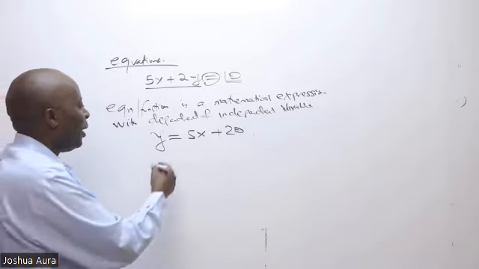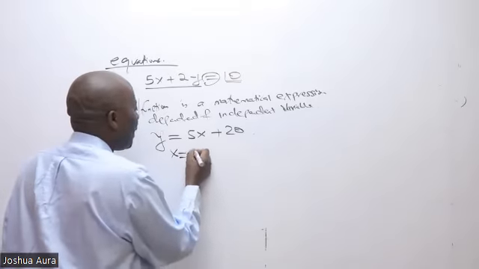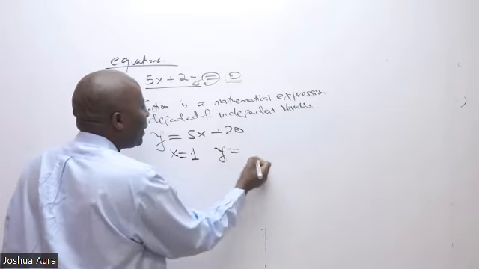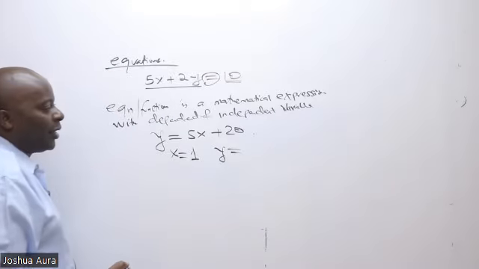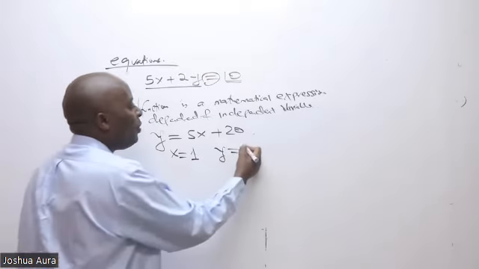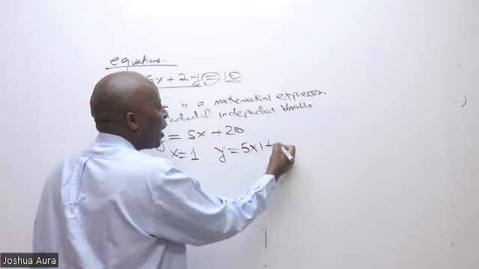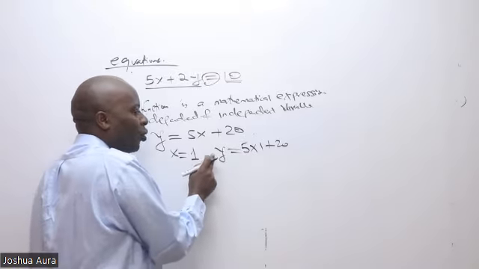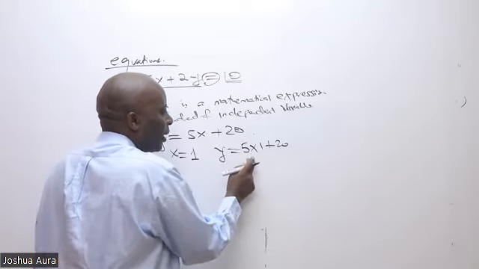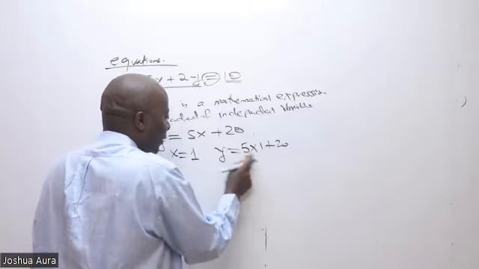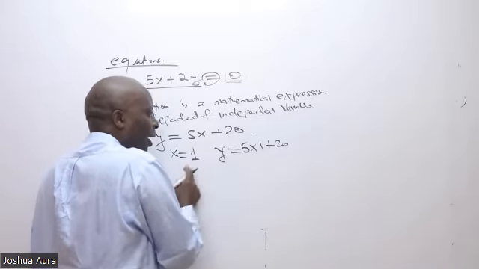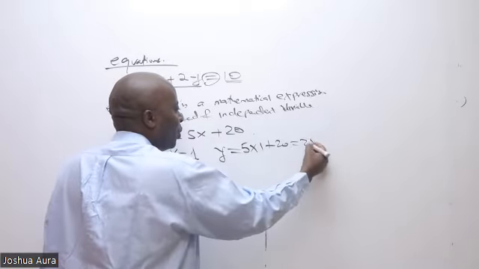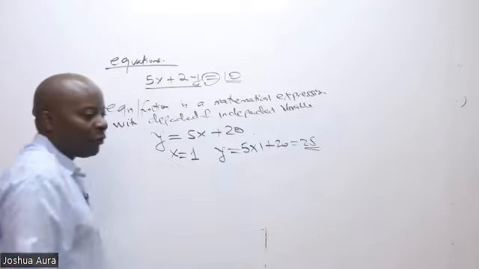Such that if you tell me that x in this case equals 1, then I will easily give you the value of y. So y in this context will be 5 times x, which is 1, plus 20. I'm simply trying to fix x here. So y will be 5 times my 1, x now is 1, plus 20, which gives me 25.